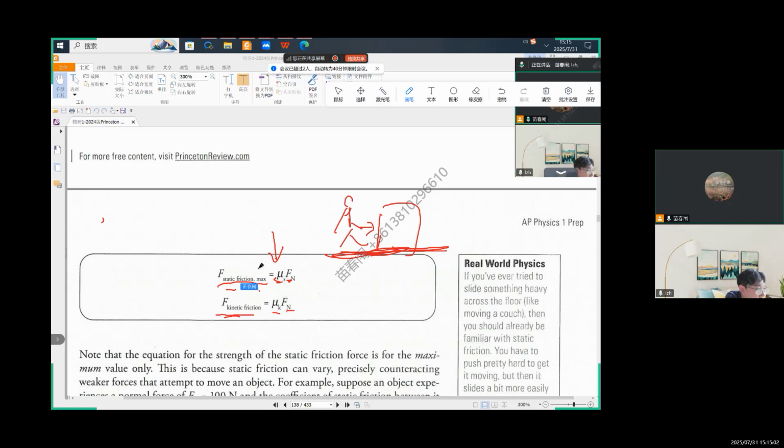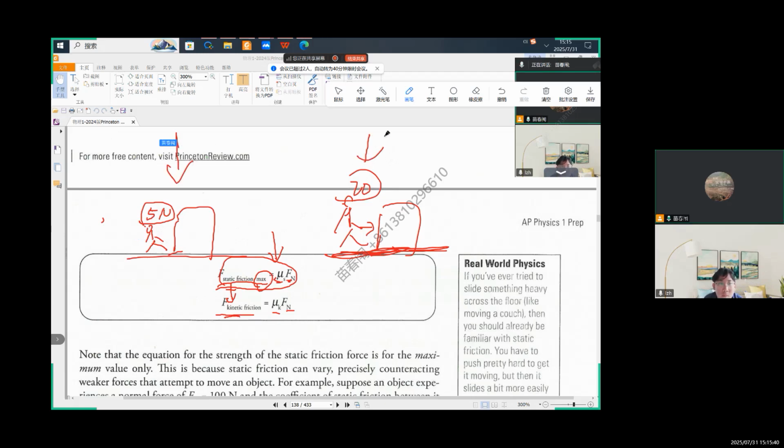You know why they say maximum? Because when you push hard enough, it turns into kinetic friction. So this one is the maximum static friction. But if it's a little baby, say if I push with 20 Newton and it doesn't really go, or if a baby pushes with 5 Newton, still not working. At this time, friction is 20, right? At this time, friction is 5. Still pushing the same thing, and none of them is moving. All static friction.